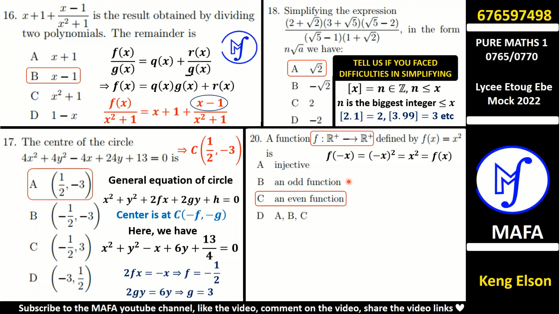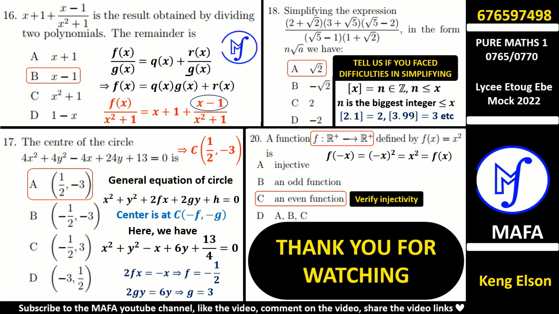What about the injectivity of this function? We have the interval from R plus to R plus, meaning the domain has only positive values of x, and all the values of the images are also positive. For an injective function, we know that f of a equal to f of b means that a is equal to b. So I'm going to leave you guys to verify the injectivity of this function.